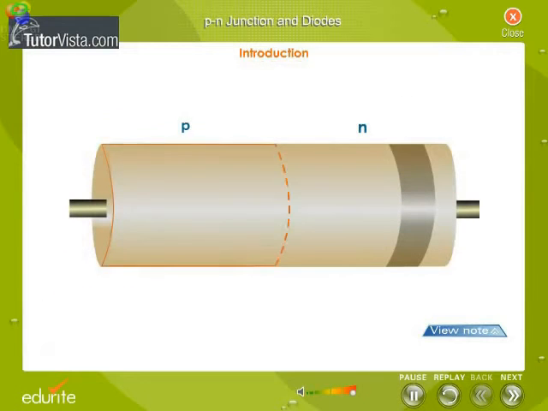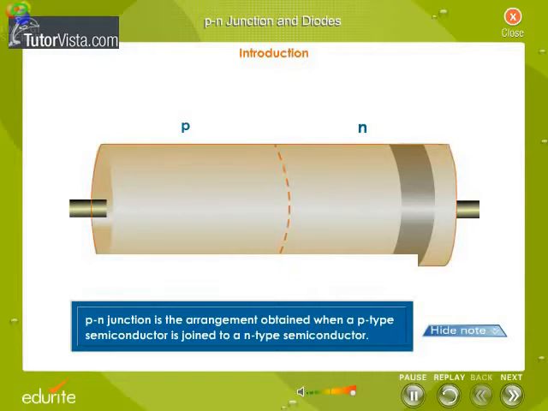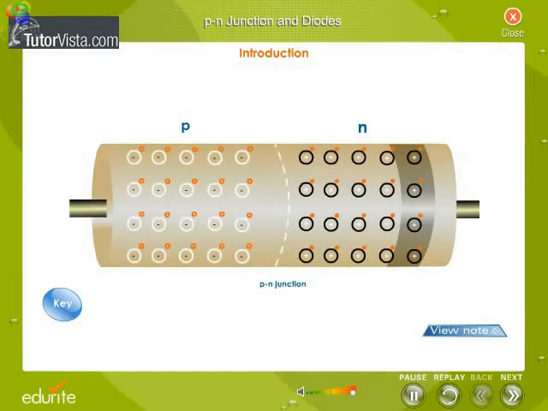Here, one half is P-type and the other is N-type. A P-N junction is the arrangement obtained when a P-type semiconductor is joined to an N-type semiconductor. Displayed here is a P-N junction.